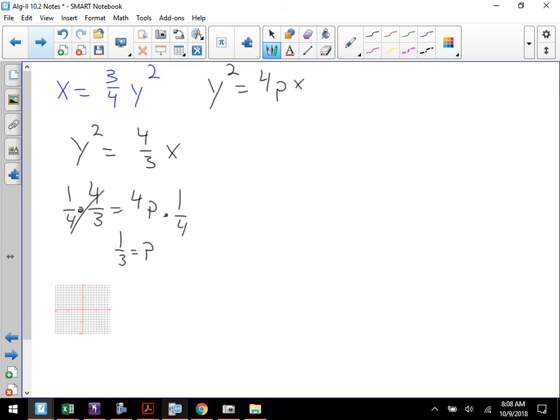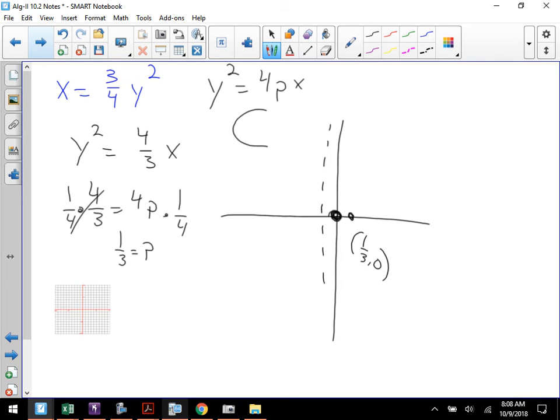We know it's opening to the right. We're centered at the origin. Vertex at 0, 0. My focus is at 1/3, comma 0. My directrix is then at x equals negative 1/3. And it's doing that. Really not too much craziness here.